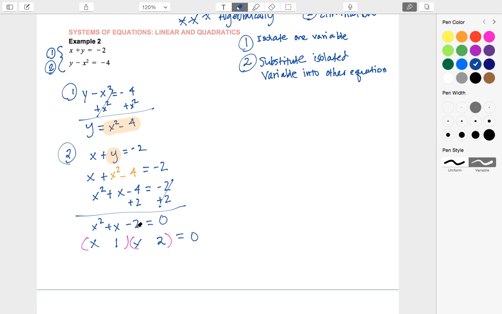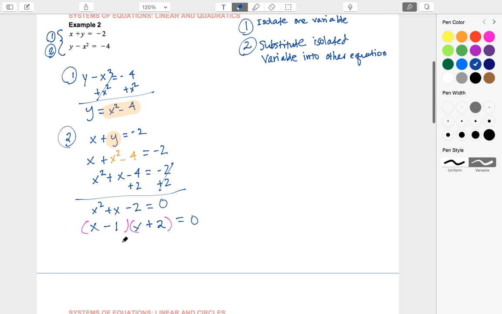Okay, 2 times 1 gives me 2, but we have to think about which signs will give us negative 2 but add to give us positive 1. So then we'll say plus 2 and minus 1. And then here we can realize we can set each of the factors equal to 0. And when we do that, we'll get x is equal to 1 and x is equal to negative 2. Okay, equal to negative 2. See that a little better.